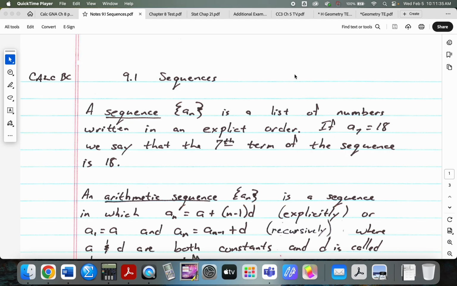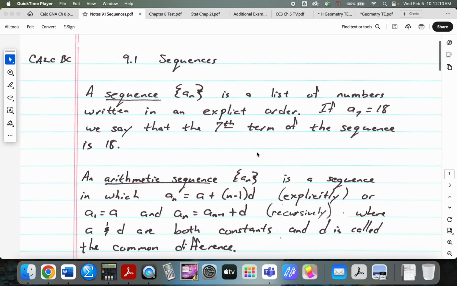So a sequence, which is written with the curly brackets of A sub n, is just a list of numbers written in an explicit order. Explicit meaning it is specified. There's only one order for this sequence. So if, for example, A sub 7 is equal to 18, that means that the 7th term of the sequence is 18. So the subscript tells you which number it is in the sequence, and then the 18 tells you the value of that term.